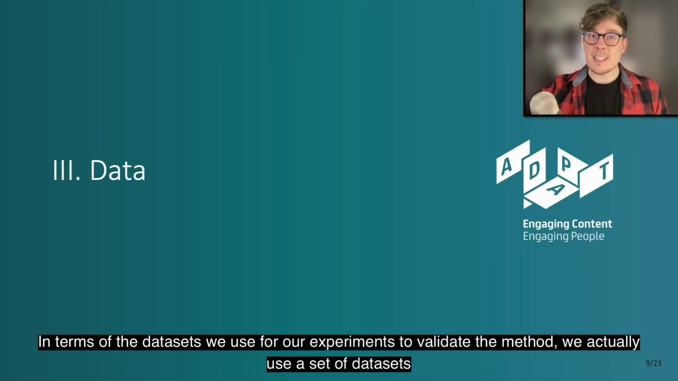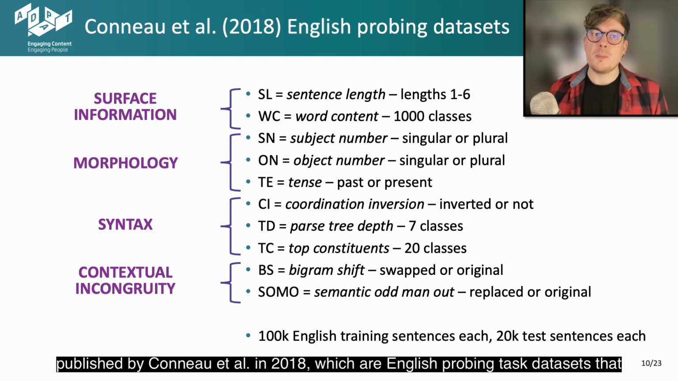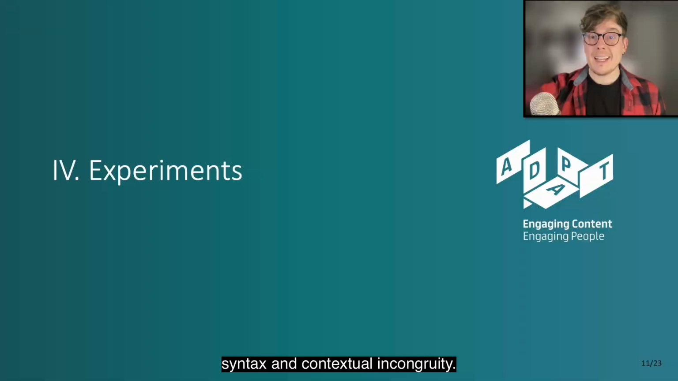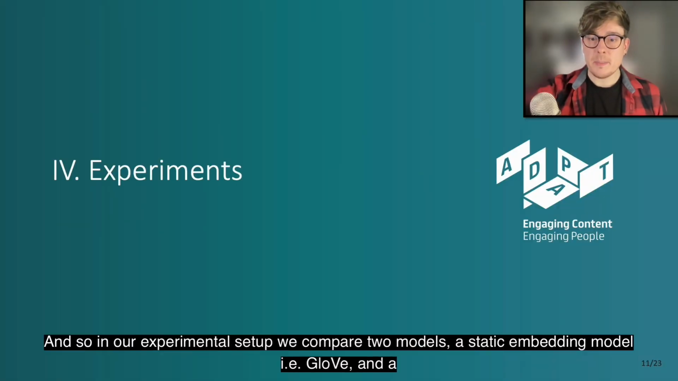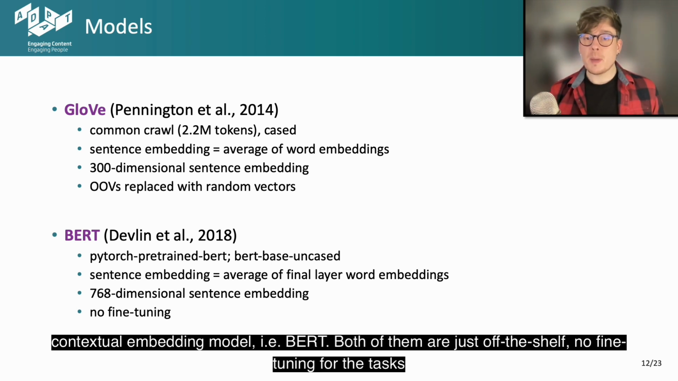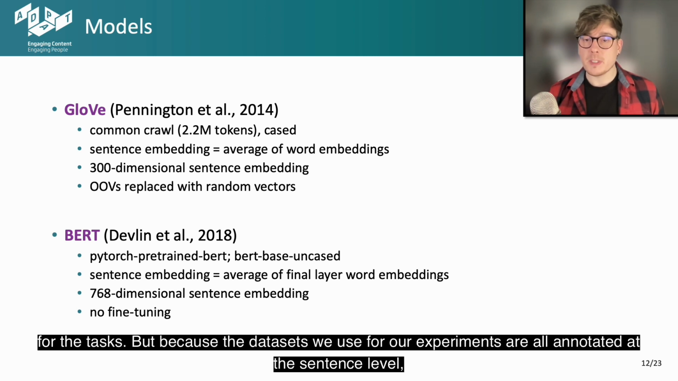In terms of the datasets we use for our experiments to validate the method, we use a set of datasets published by Conneau et al. in 2018, which are English probing task datasets that encompass different language domains such as surface information, morphology, syntax, and contextual incongruity. In our experimental setup, we compare two models, a static embedding model, i.e. GloVe, and a contextual embedding model, i.e. BERT. Both of them are just off the shelf, no pre-training, no fine-tuning for the tasks.